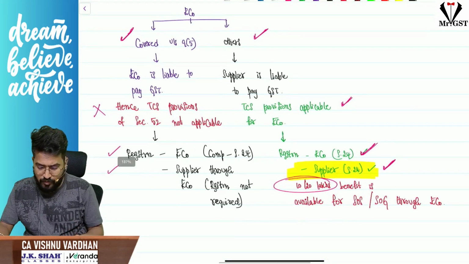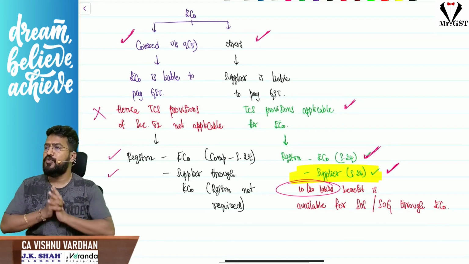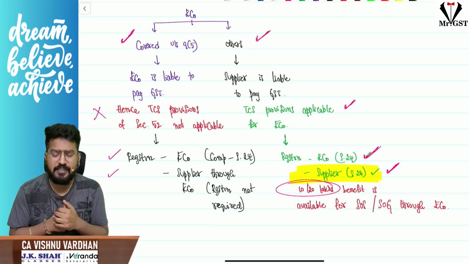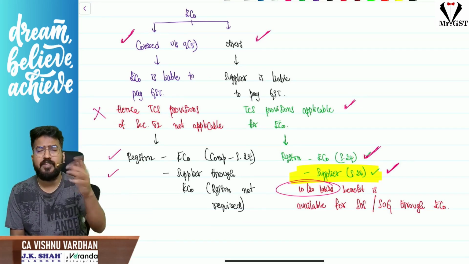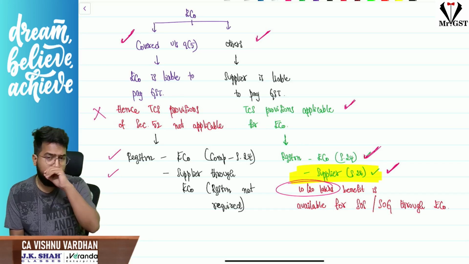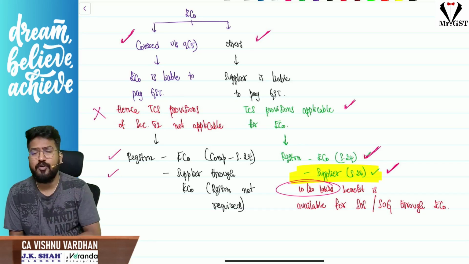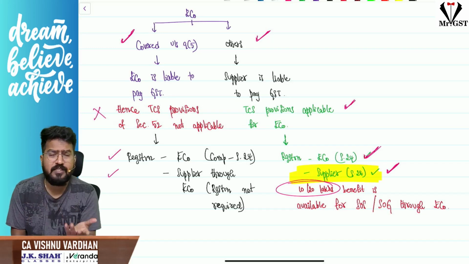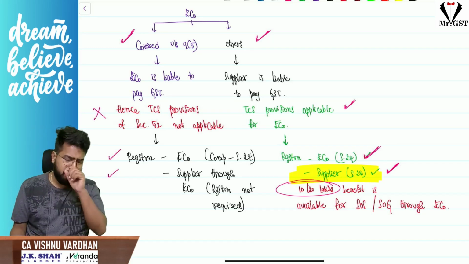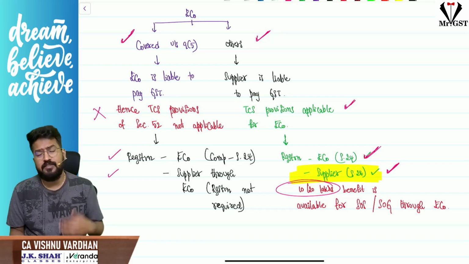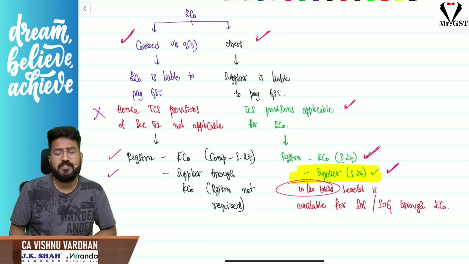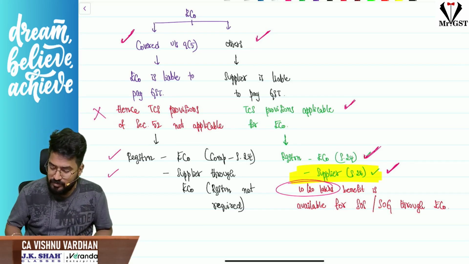So you can just go with the flowchart here. E-commerce operators which are covered under section 9 subsection 5: the e-commerce operator is liable to pay GST, TCS will not come into the picture, and the e-commerce operator will take GST registration. So the supplier need not take GST registration. In other cases, the supplier is liable to pay GST, so TCS provisions are applicable, and the e-commerce operator is liable to take registration, and suppliers of goods and services can enjoy the threshold limits.